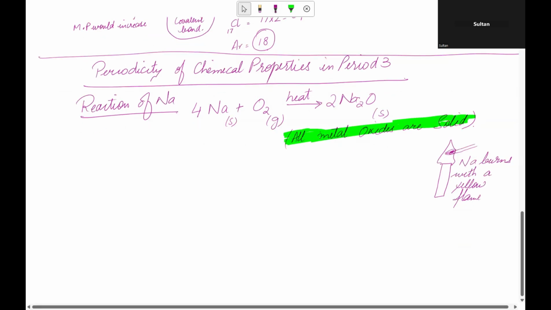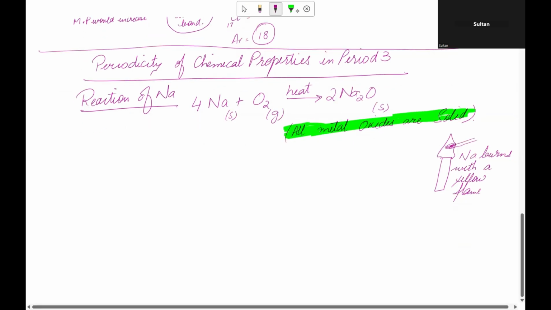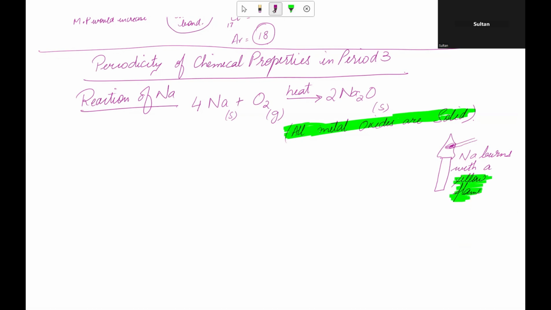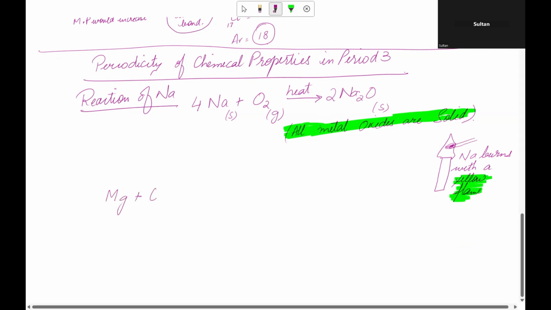You have to remember its flame color. It's very important that sodium burns with a yellow flame. And then what happens when we discuss magnesium with oxygen? It forms MgO. Let's balance it. Magnesium is in solid state, it exists as magnesium ribbon. Oxygen is in gaseous form and the product is in solid form. And then we have 4 aluminium plus 3O2, which forms Al2O3, in solid form.